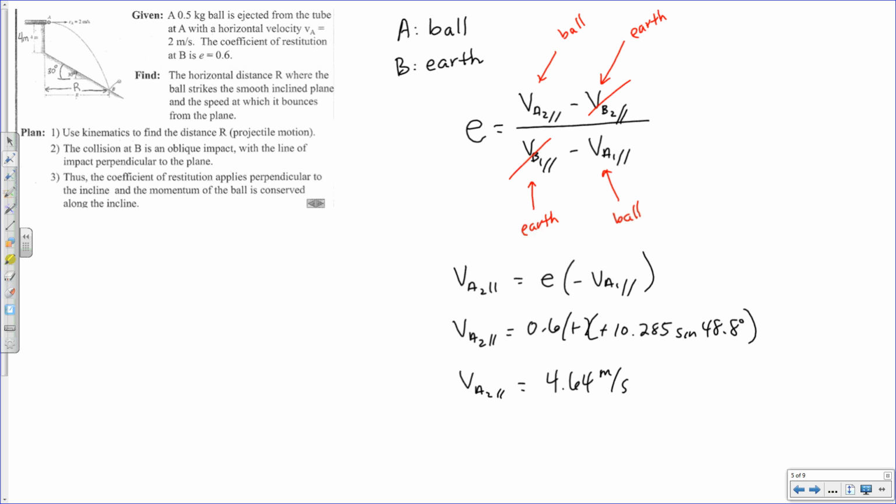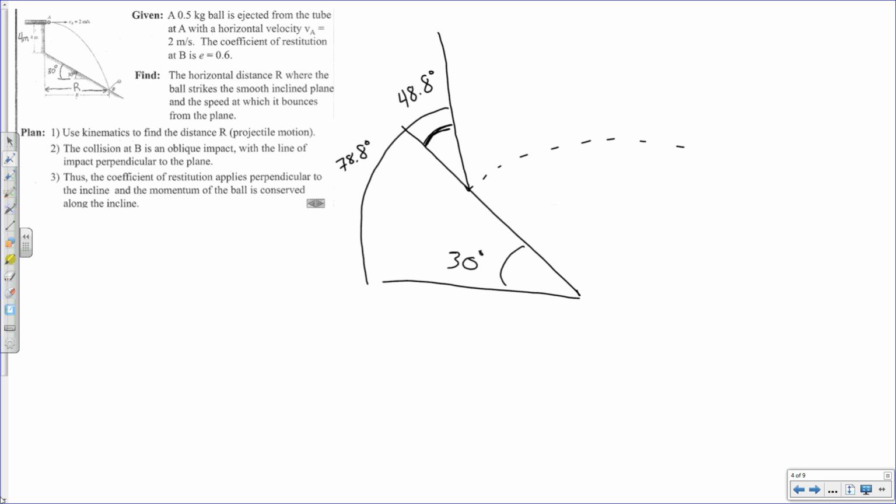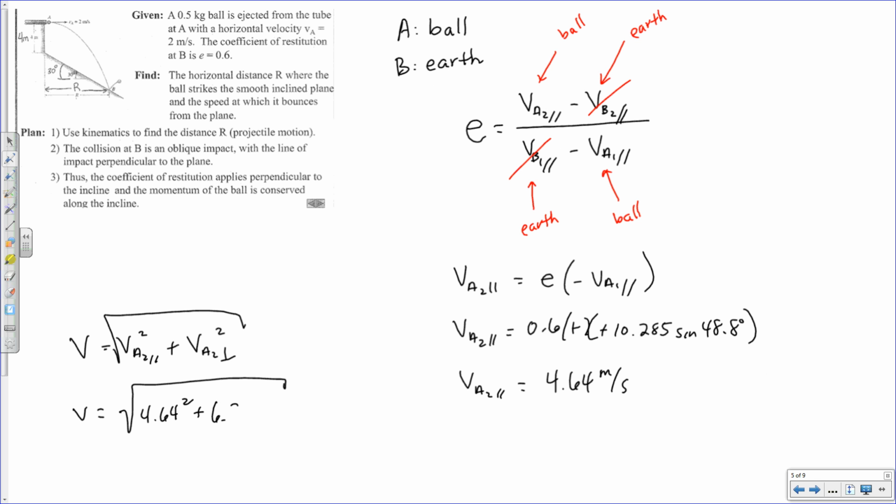So the final speed after it's all said and done is going to be equal to the combination of VA2 parallel and VA2 perpendicular. Square both of these, square root. So V is the square root of the sum of the squares. So this is the square root of 4.64 squared plus 6.77 squared. So the final speed here turns out to be 8.21 meters per second.